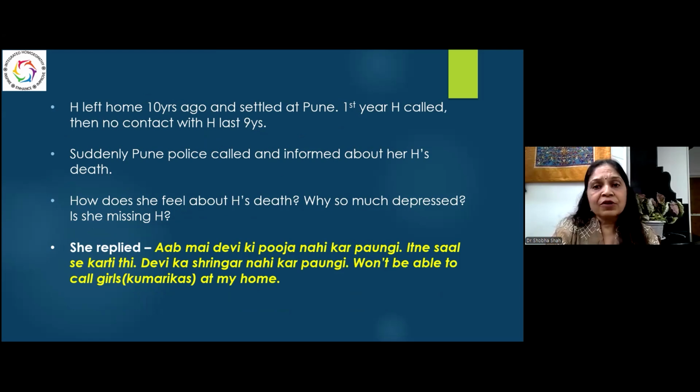From there, in the first year, he used to call the patient and trouble her, and he used to ask for money. He also sometimes abused her. The patient did not like all this, so slowly, gradually, she also stopped taking his calls. Then for almost the last 9 years, there was no contact between the patient and the husband, or the patient's family.